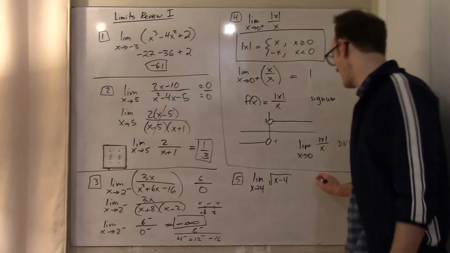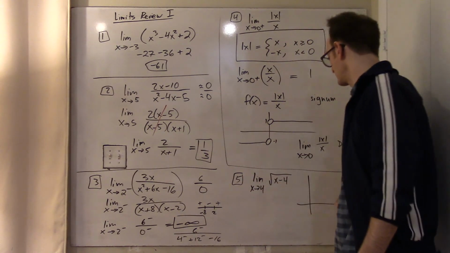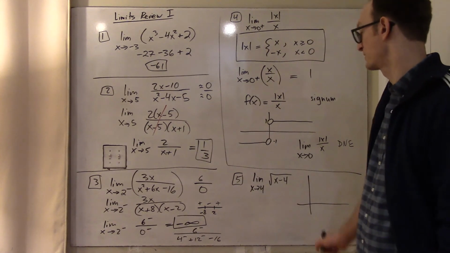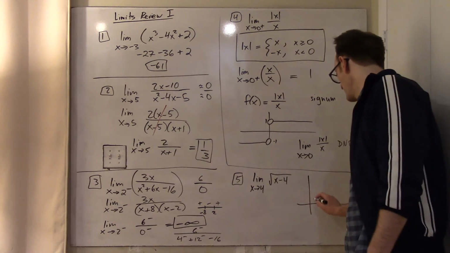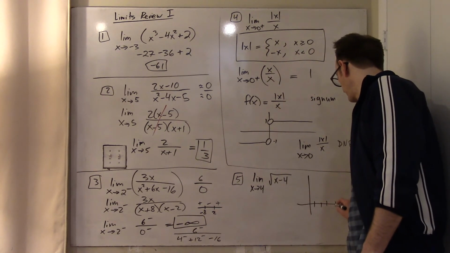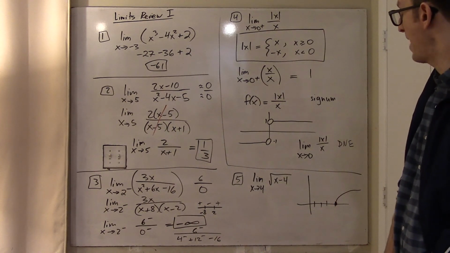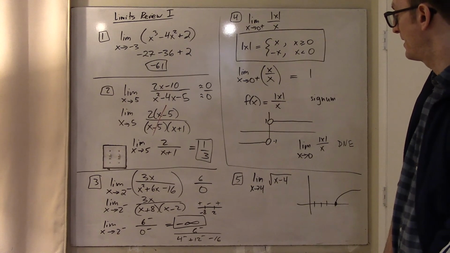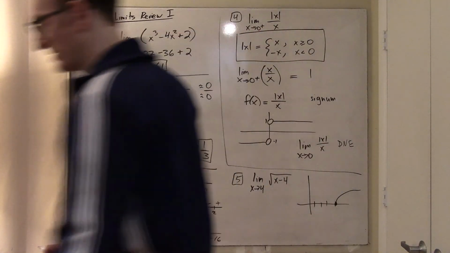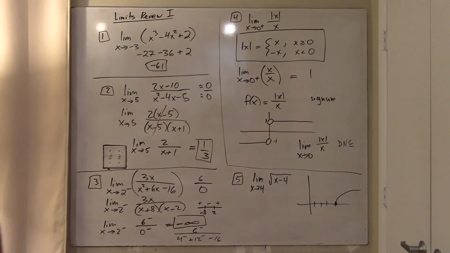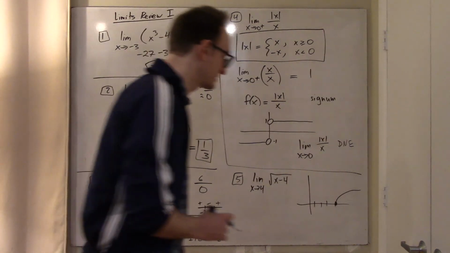But let's just make a graph of this. What is the square root of x minus 4? It's just the square root function moved over 4, and so it looks like that. This is not something I think you could just reason out on your own. This is in some sense an artifact of a convention that we agree to. But I want to say here that this limit does not exist.